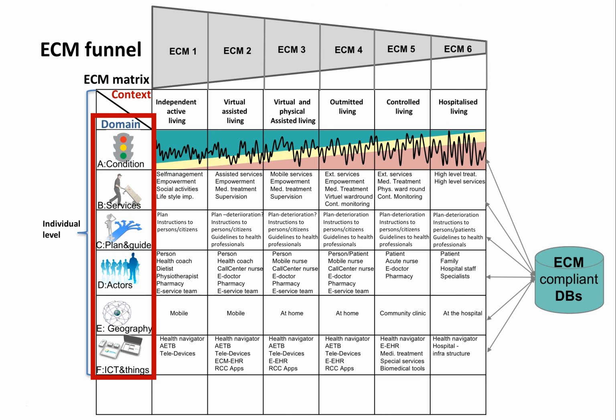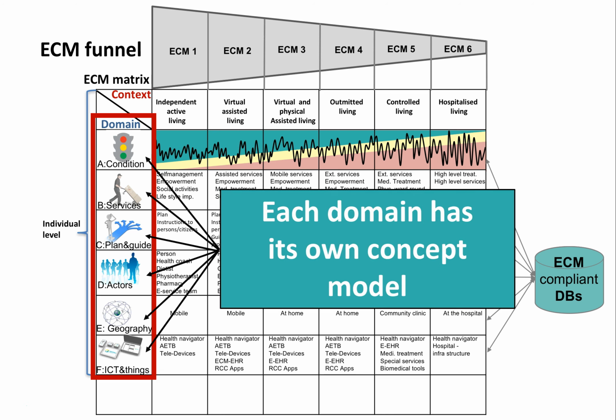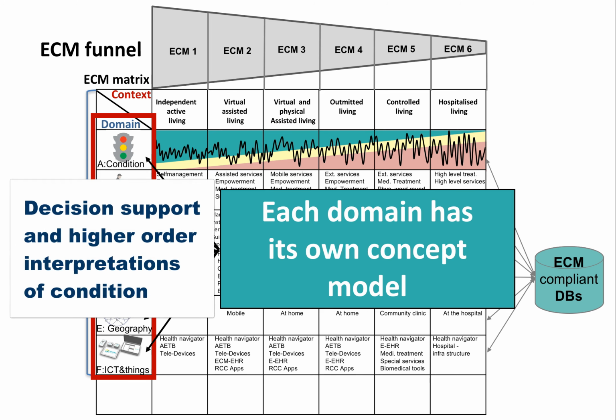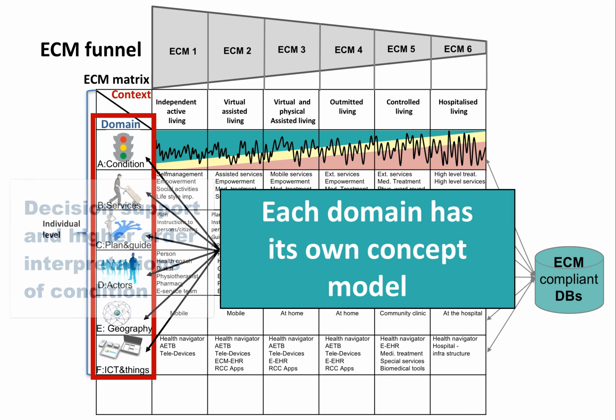Each domain must have its own conceptual model, that is, there must be a condition model, a process model, a planning model, an actor and organization model, a geographic model, and an equipment model. All these models will contain instances of primary data, which additionally will give rise to secondary data, serving purposes like decision support and higher order interpretations of conditions.